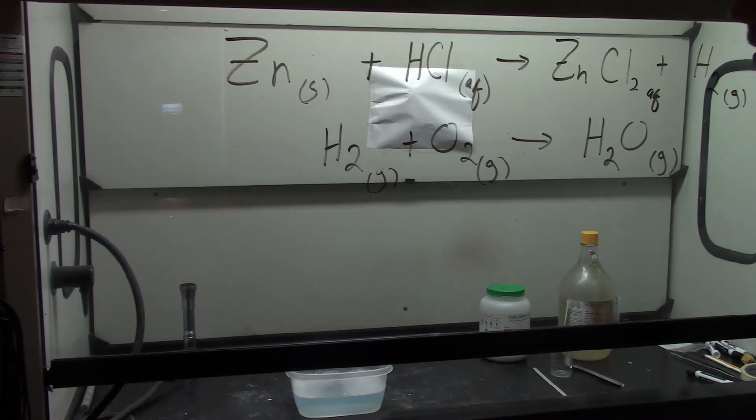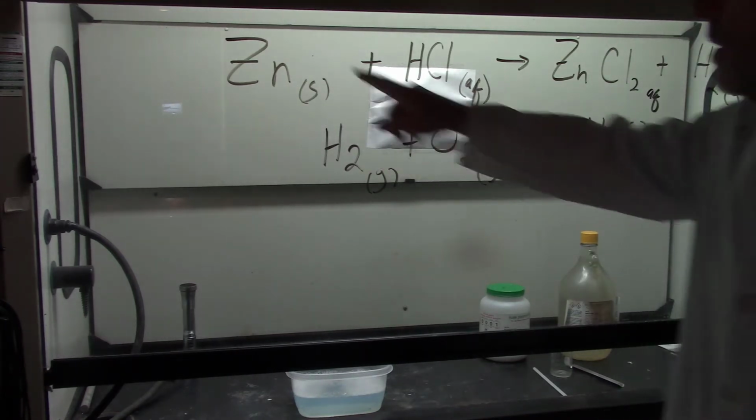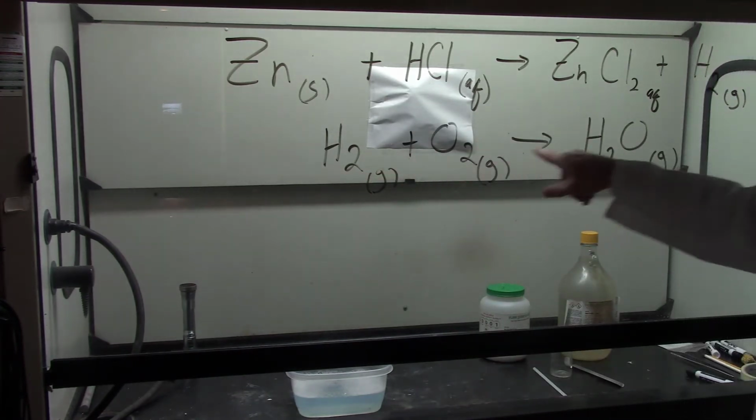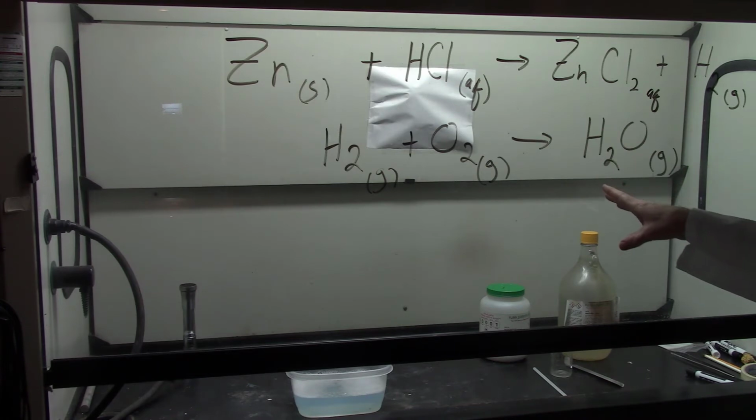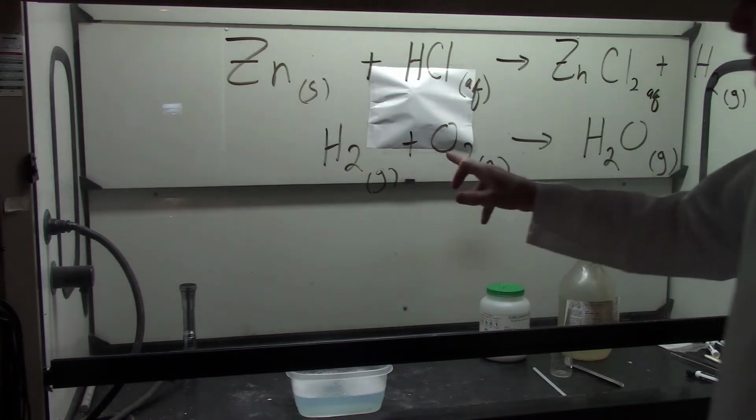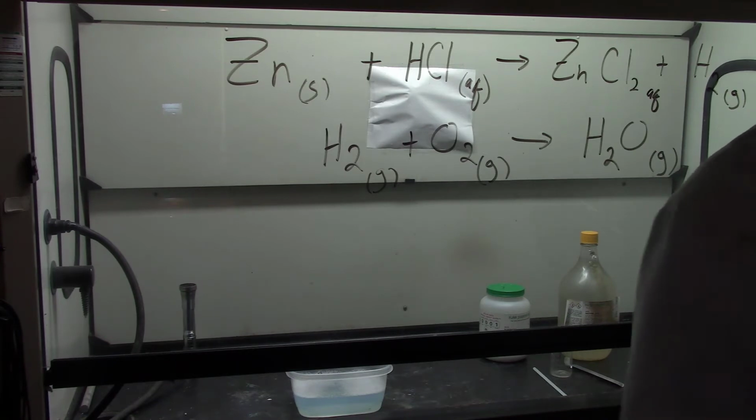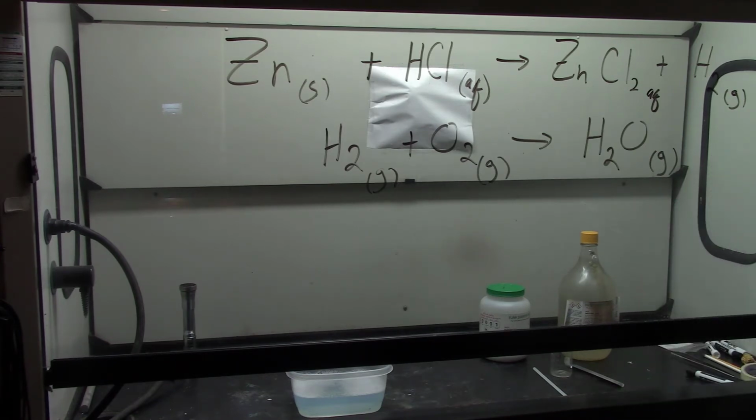So there's our reactions. This first reaction was a single replacement, zinc fighting with hydrogen. The second reaction was hydrogen plus oxygen, two small things making one big thing. So what kind of reaction is that? Two small things making one big thing. That's a composition reaction, also known as a synthesis reaction, also known as a combination reaction.